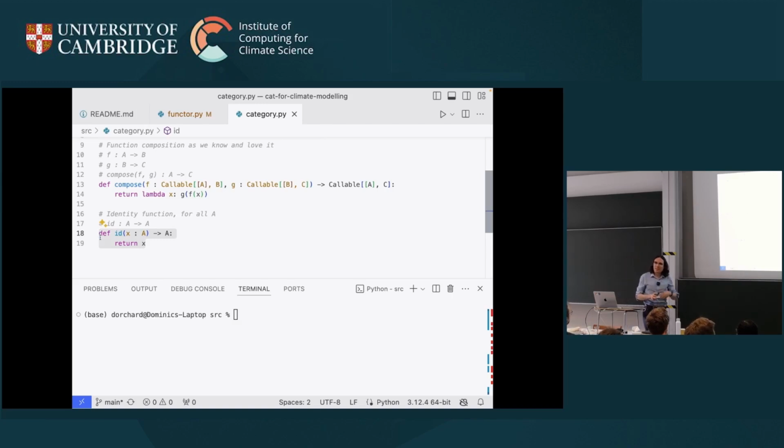Now, I will say that this is kind of an analogy in Python because it's not exactly the case that the properties always hold, because functions in Python can do all sorts of crazy stuff.